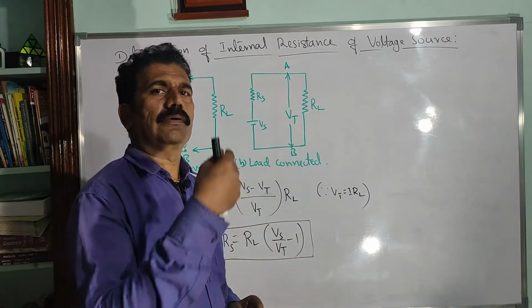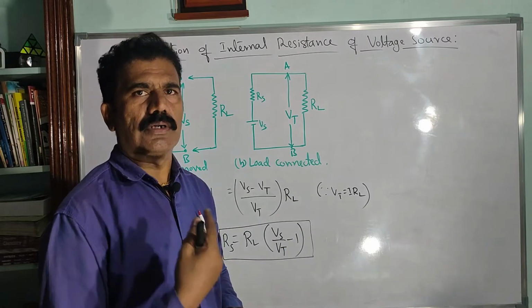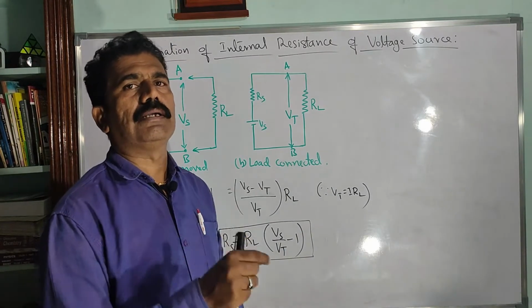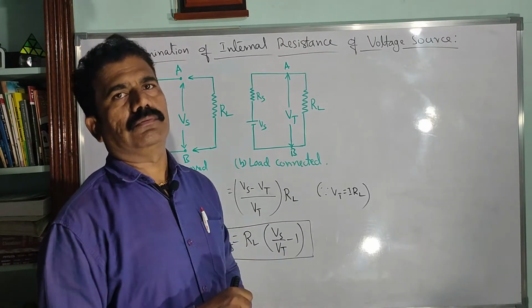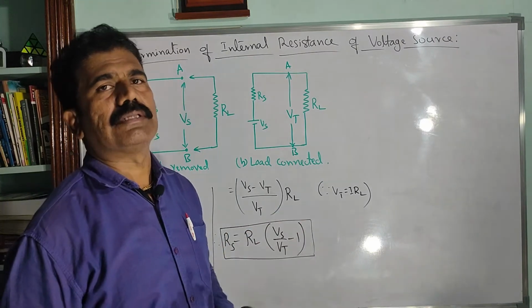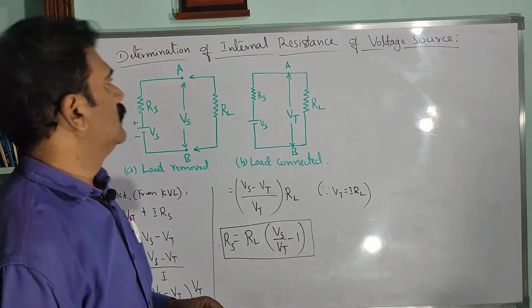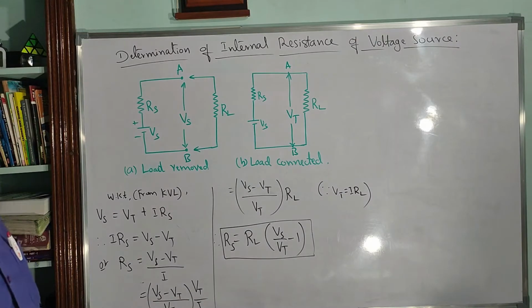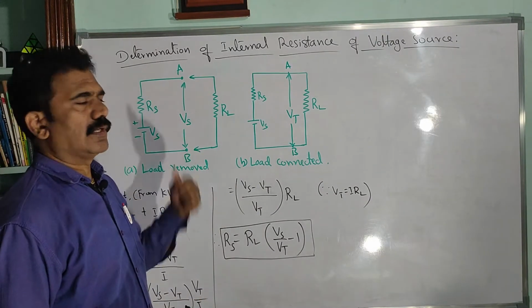Now suppose in any circuit we have a voltage source with some internal resistance and one external resistance, called the load resistance. How do we find the internal resistance in the circuit? A simple derivation is there. So let us discuss the determination of internal resistance of a voltage source in a circuit.